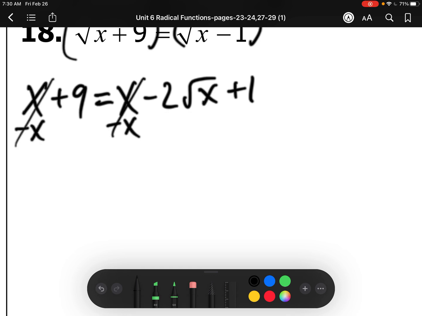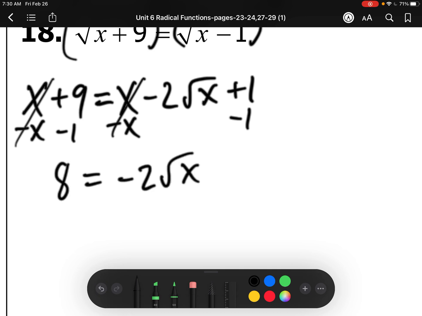These end up canceling each other out, right? And then I'm also going to subtract 1 from both sides. So 9 minus 1 is 8. So I have 8 is equal to negative 2 times the square root of x, right? So we're getting closer to getting this radical on its own. We always want to isolate. If you have a radical in an equation, you want to isolate the radical so you can square both sides and get rid of the radical, right?